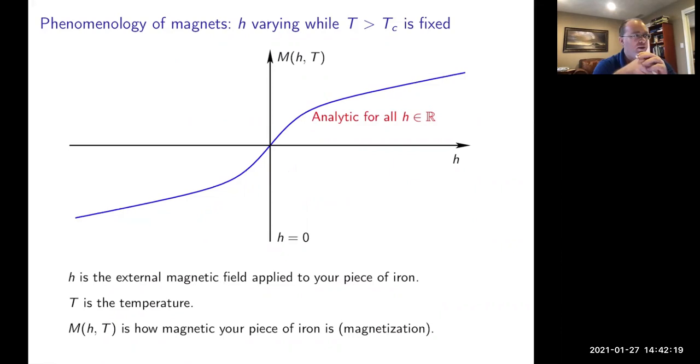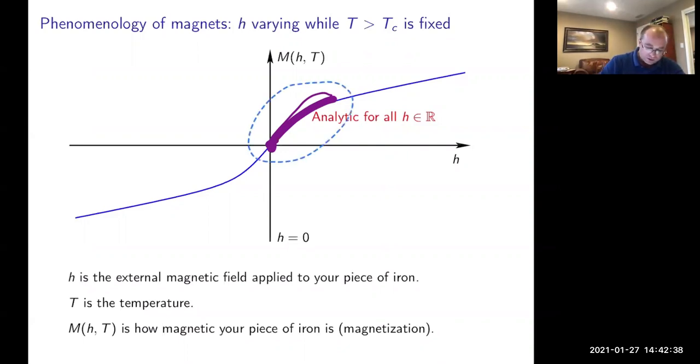Everything is fine. Now, on one hand, that's bad if you're trying to make a magnet that sticks to the refrigerator, because you'd expose it to a magnetic field, and then it would just come back down, and you wouldn't have anything when you turn the magnetic field off. But on the other hand, it's kind of good because there's no non-analytic behavior.